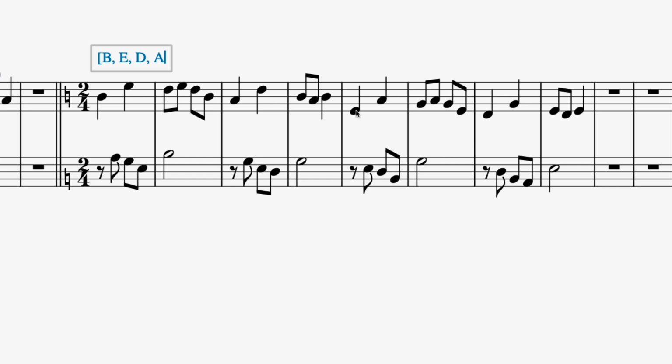Remember, octave doesn't matter when we're just looking at pitches, because we're looking at pitch classes, remember. A, G, we don't have a G yet. G, A, G, E, D, G, E, D, E. Okay, so that's all our pitches.